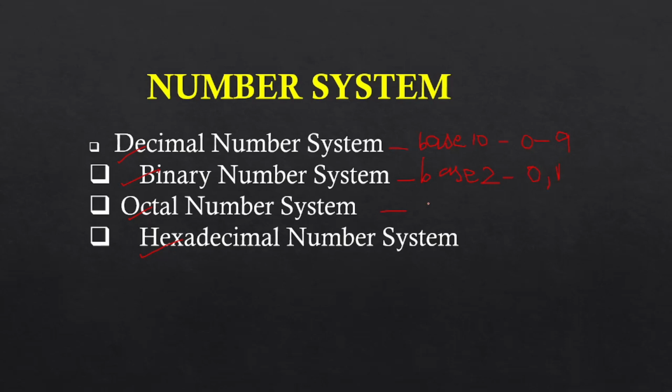Next one is the octal number system. The meaning of octal is that the base is 8. So it will accept the values 0 to 7. Totally 8 values it will accept.